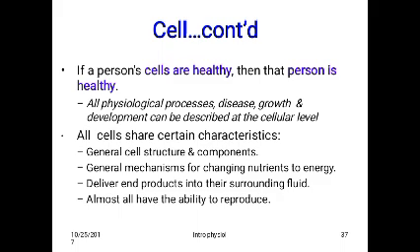If a person's cells are healthy, then that person is healthy. All physiological processes, disease, growth, and development can be described at the cellular level. All cells share certain characteristics. These are general cell structure and components, and general mechanisms for changing nutrients to energy and delivering end products into their surrounding fluids. Almost all have the ability to reproduce.